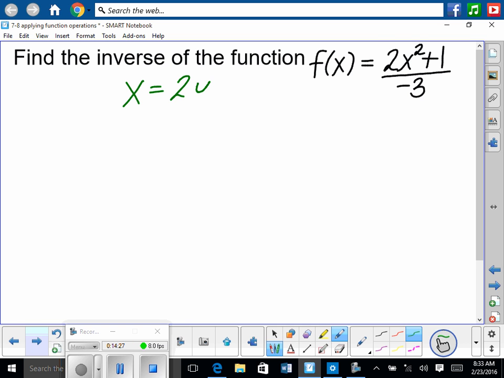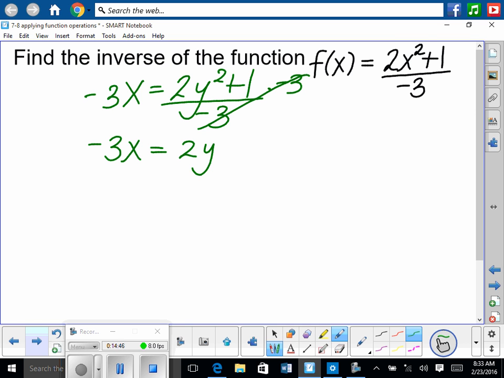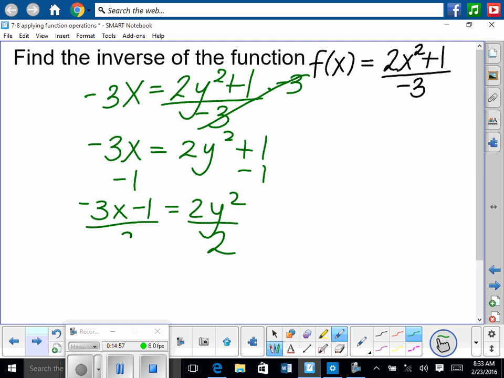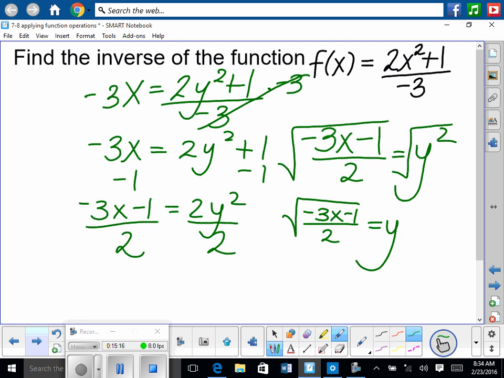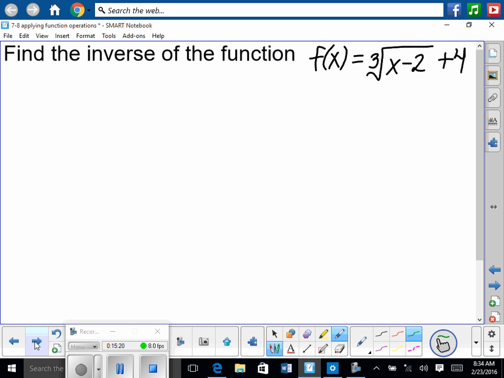So we have x is equal to (2y squared plus 1) divided by negative 3. So first of all, to get y alone, the first thing we would do is, it's all divided by negative 3, so we multiply both sides by negative 3. So we'll have negative 3x is equal to, those divide out and become 1, 2y squared plus 1. Then we would subtract 1. Negative 3x minus 1 is equal to 2y squared, quite an advanced one. This takes a lot of steps. Then we would divide by 2. And then we have (negative 3x minus 1) divided by 2 is equal to y squared. And then we would square root both sides of the equation. So we'd have the square root of (negative 3x minus 1) all over 2 is equal to y. So that's our inverse now that y is alone.